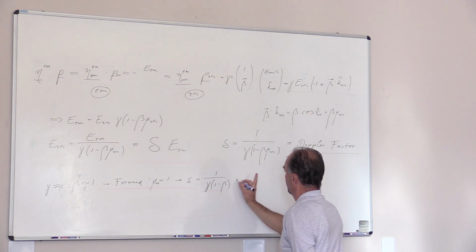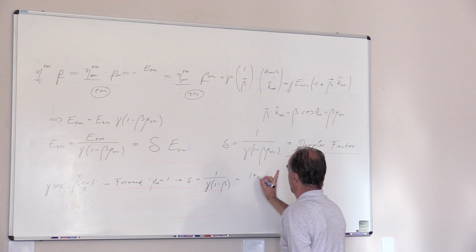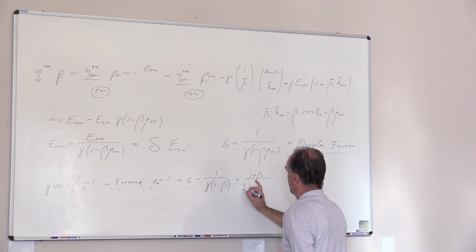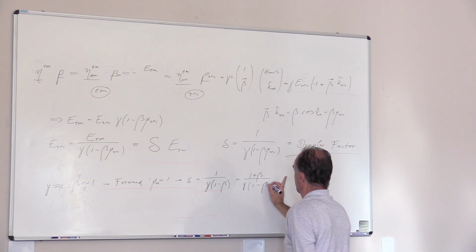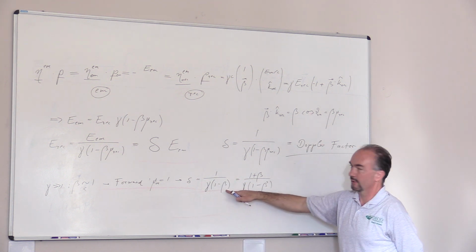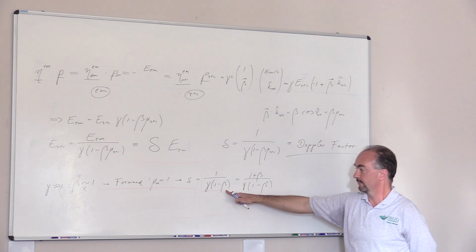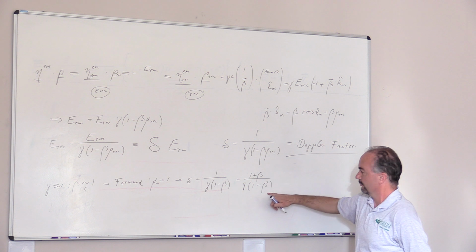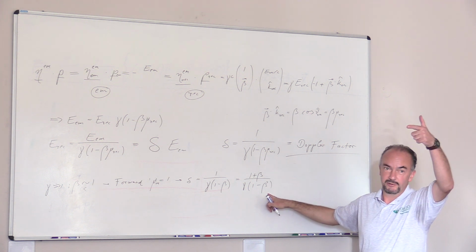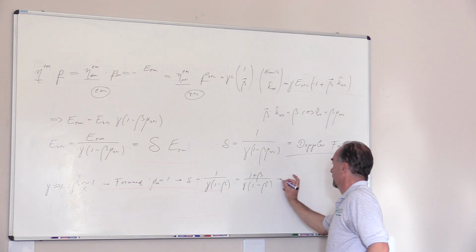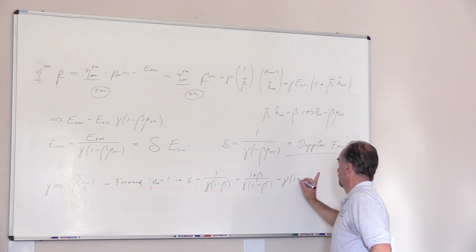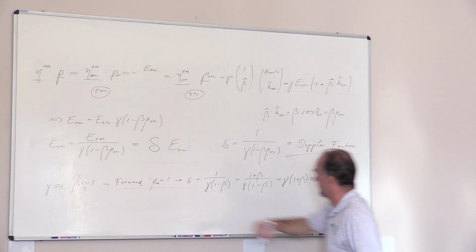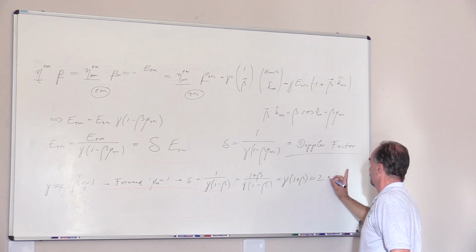Let's do a little trick here. I just multiply by 1 plus beta on both sides. Gamma times (1 minus beta squared). 1 plus beta with 1 minus beta, by the binomial formula, is 1 minus beta squared. But 1 over 1 minus beta squared is gamma squared. So this is just gamma (1 plus beta), or if beta is almost 1, that means it's approximately 2 gamma.